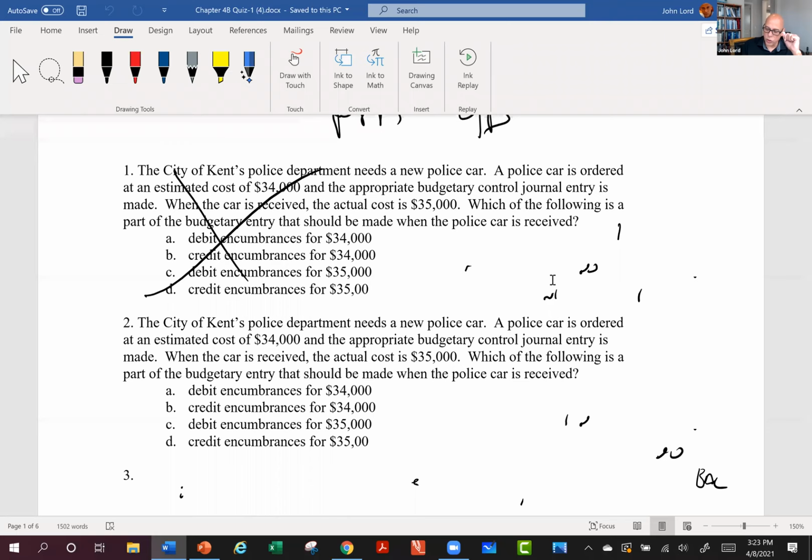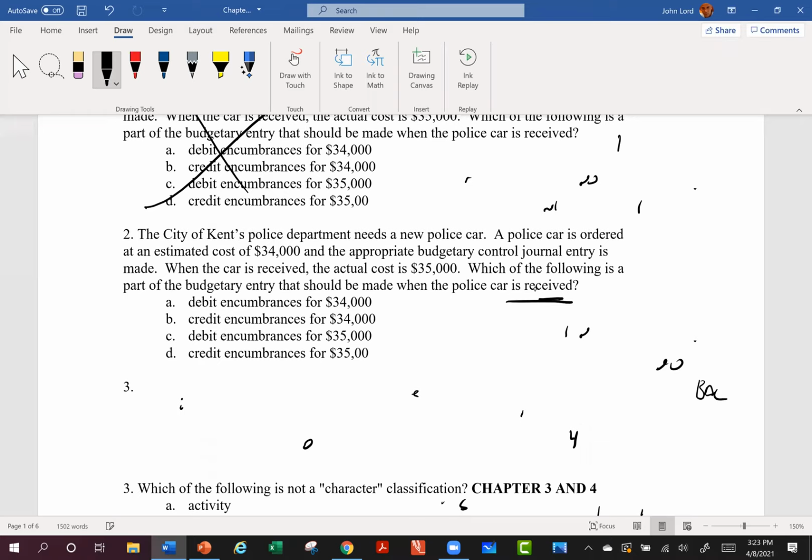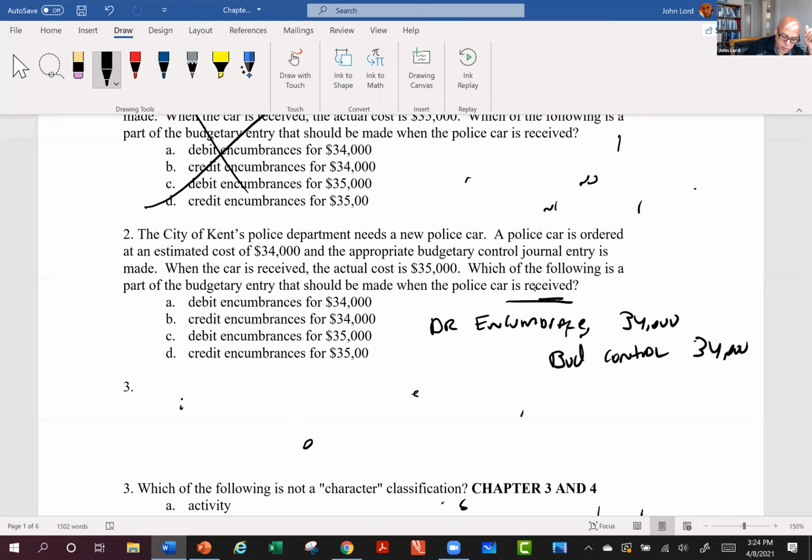So first of all, what's the journal entry when they order the police cars? It's a debit to encumbrance for $34,000 and a credit to, I think, budgetary control for $34,000. Debit encumbrance, good. $34,000 credit, and I'm going to abbreviate this bud control. $34,000, good. Excellent.